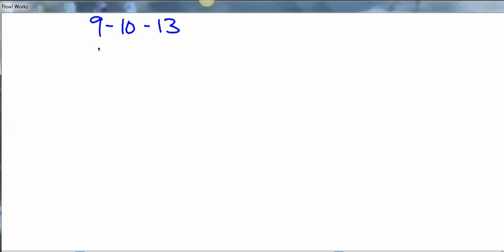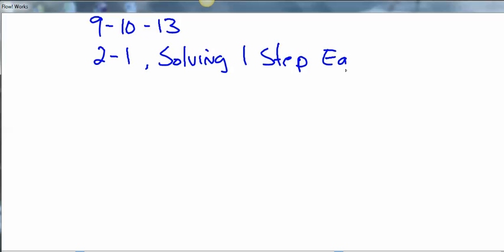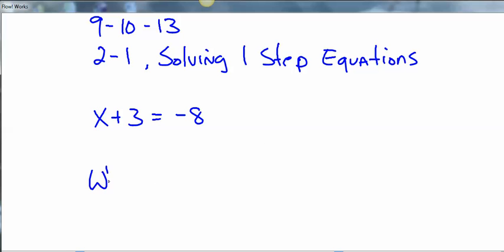And this is 2-1, solving one-step equations. Alright, in this section, you're going to see 5 types of problems. Okay? Of the 5 types of problems that you see, when you look at the problem, the first question you want to ask yourself is, what are they doing to the variable? Or what is being done to the variable?